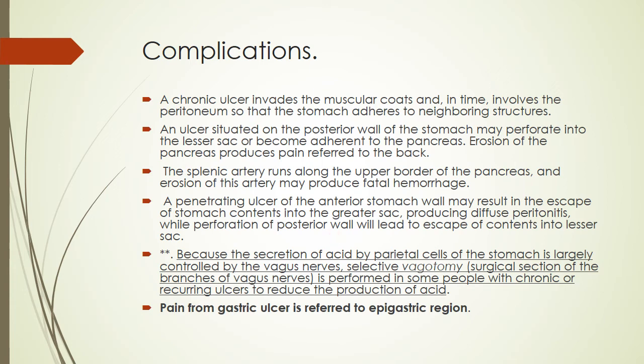Now, because the secretion of acid by parietal cells of the stomach is controlled by vagus nerve, selective vagotomy, that is surgical section of the branches of vagus nerve, can be performed in some people with chronic or recurring ulcers to reduce the production of acid. And remember, the pain from gastric ulcer is referred to epigastric region.